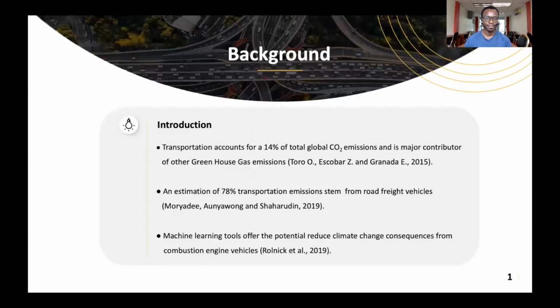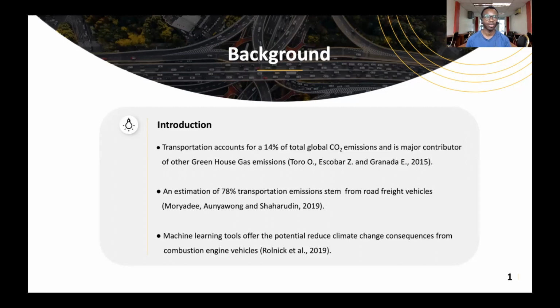Okay, let's get started. We'll first look at understanding the fact that transportation accounts for about 14% of total global emissions, and is therefore ranked as one of the major contributors to greenhouse gas emissions. Another finding is that 78% of transportation emissions stem from freight vehicles.